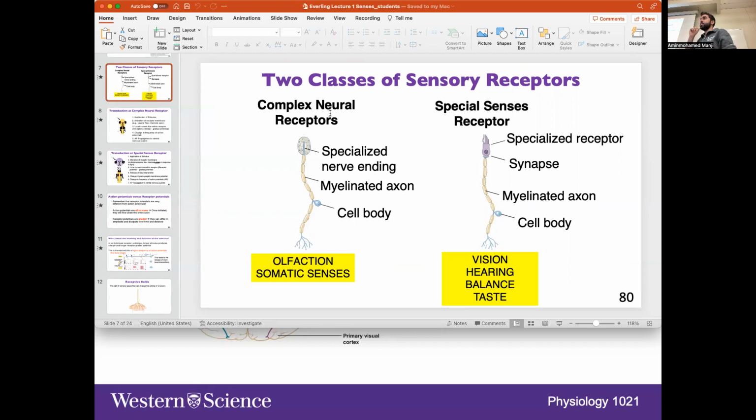The difference there is the word neural, right? Complex neural receptors are neurons, right? They have neurons, literally part of them, meaning they can generate action potentials. That is the big distinction. Special senses receptors are not neurons. They are completely separate cells that have to signal to neurons. They cannot generate action potentials. So what can they generate then if they can't generate action potentials?